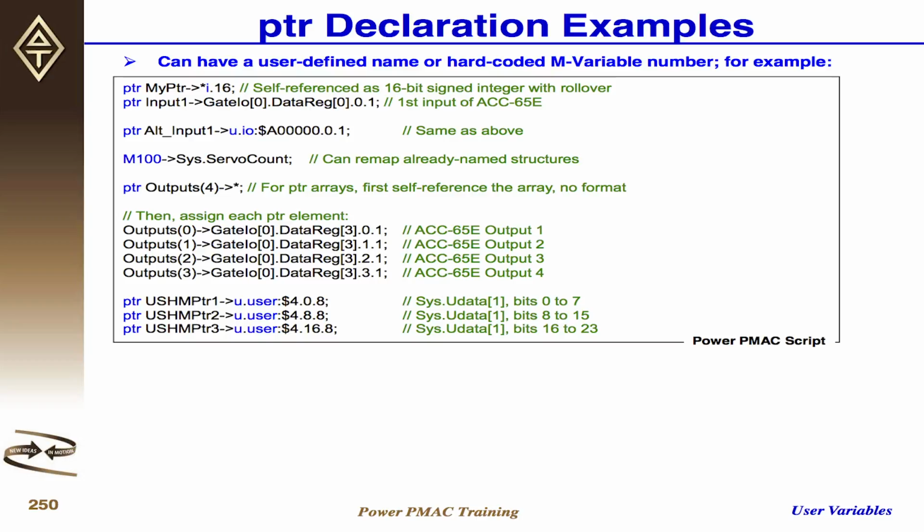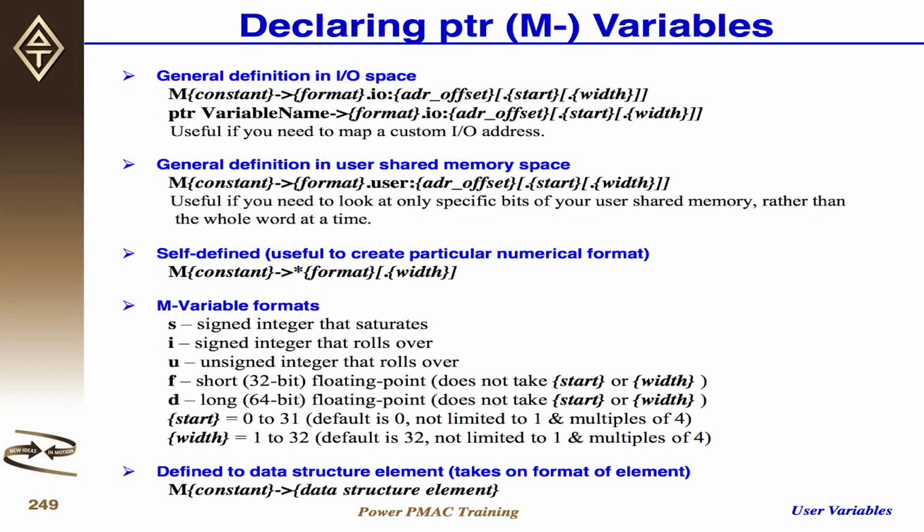We have this line here where we have a pointer named input1, and it's looking at gate.io 0, data register 0, and it's starting at bit 0, so the very first bit of that register, and it has a width of 1 bit. So this input will look at a total of 1 bit. It'll be bit 0 of this memory location. So if you're in the I/O space, it'll be format.io.